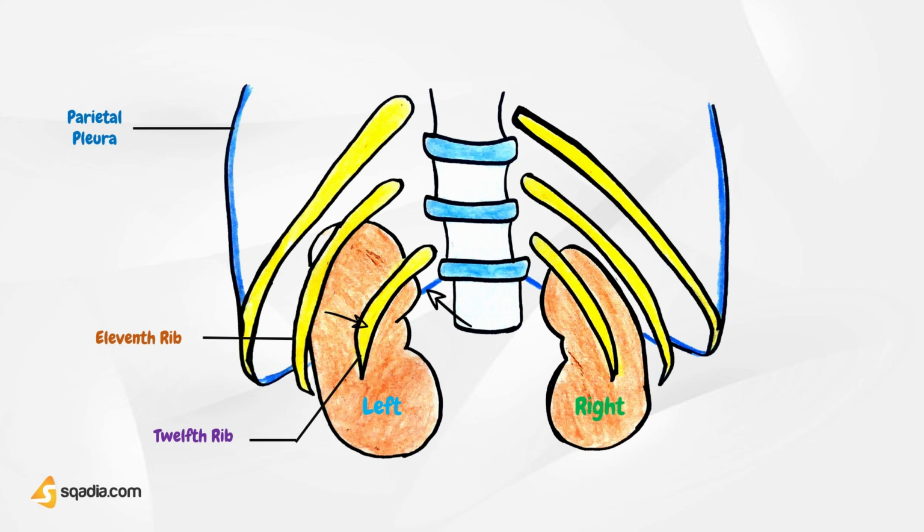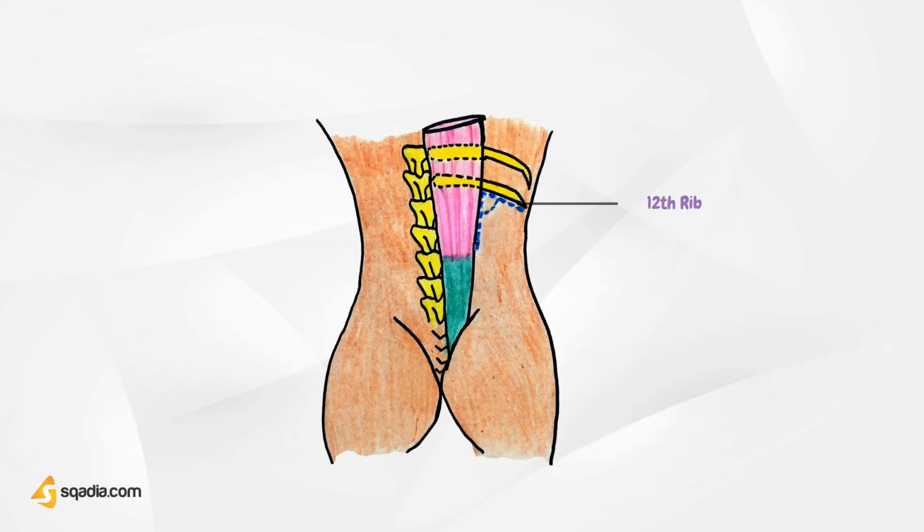Moving forward, the angle between the lower border of the 12th rib and the outer border of the erector spinae is known as the renal angle. It overlies the lower part of the kidney. Tenderness in the kidney is elicited by applying pressure over this angle with the thumb.